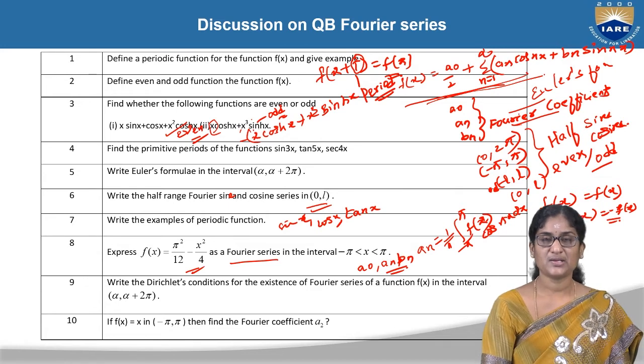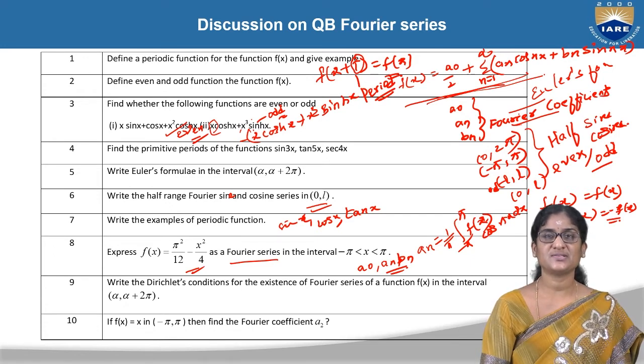Next, ninth question. Write the Dirichlet conditions for the existence of the Fourier series of the function f of x in the interval alpha to alpha plus 2 pi. What are the Dirichlet conditions? These are the conditions which a function minimally has to hold in order to apply the Fourier series to it. So what are the Dirichlet conditions?